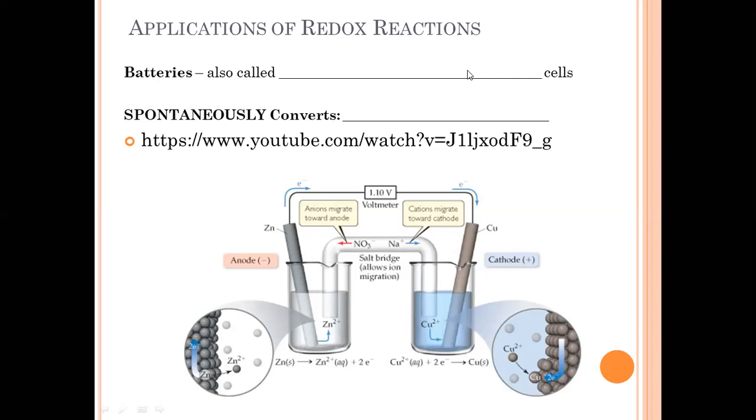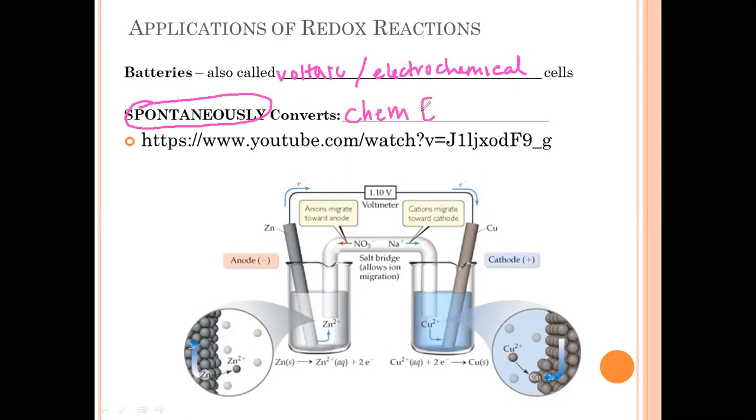in terms of batteries. A battery is also called a voltaic cell or an electrochemical cell. It spontaneously converts, so this is a benefit of this application, that it's spontaneous. It spontaneously converts chemical energy into electricity.